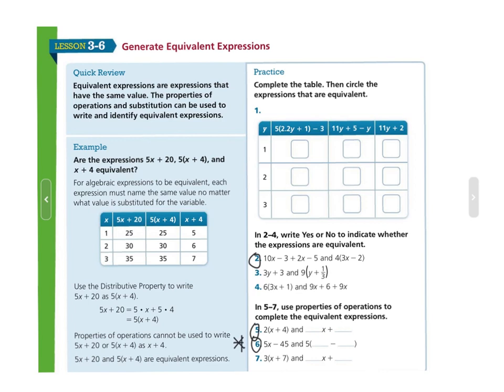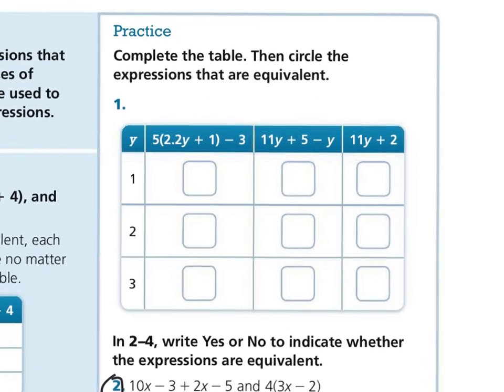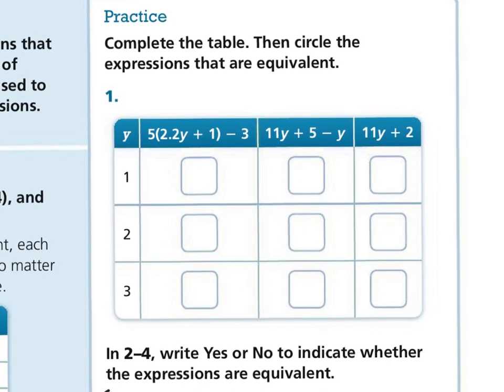Lesson 6 was on generating equivalent expressions, so we were trying to figure out whether expressions are equivalent. One way of doing that is by simplifying them. Another way was by substituting numbers in. So if you look at the table, the method they're using here is by substituting. So first of all, they're saying we take this first expression and we put a 1 in place of the y.